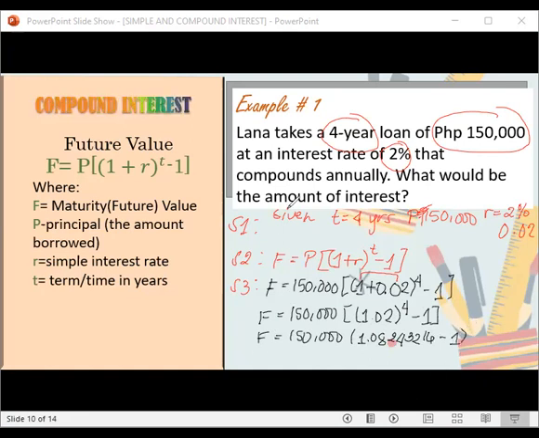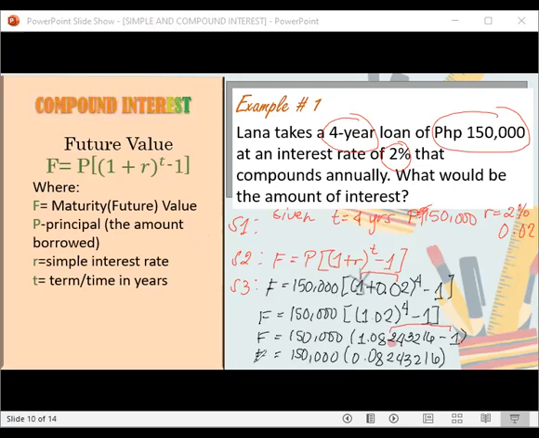And then, ano na po yung next natin? Next natin ay yung nasa loob pa rin ng parenthesis. Ipag-minus natin silang dalawa. So, the answer is, copy the 150,000 times 0.08243216. Ayan, malapit na. So, last step.